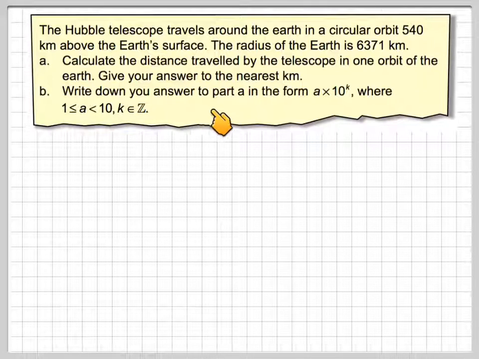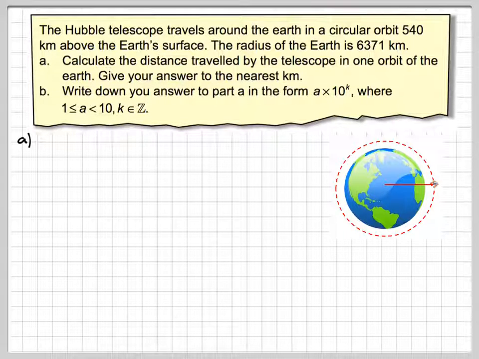Write down your answer to part A in the form A times 10 to the k, where A is between 1 and 10 and k is an integer. So we need to have some sort of diagram. So here we have the Earth, here we have the Hubble telescope and its orbit round the Earth.